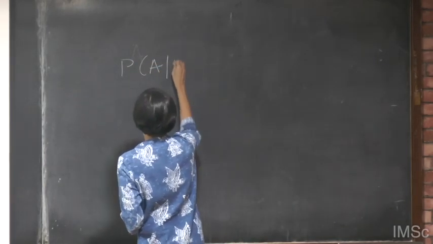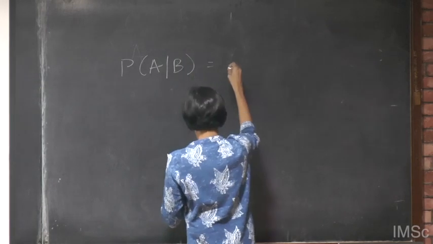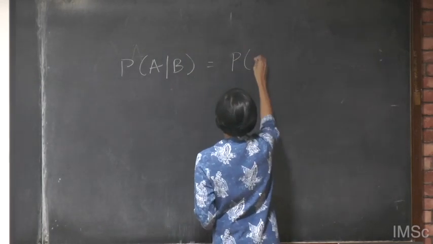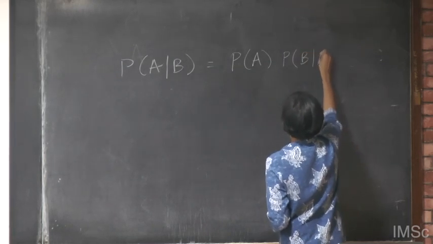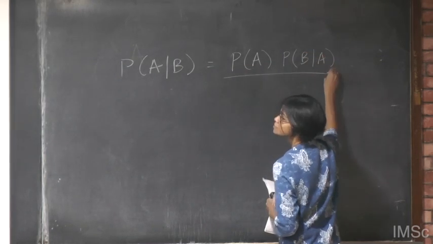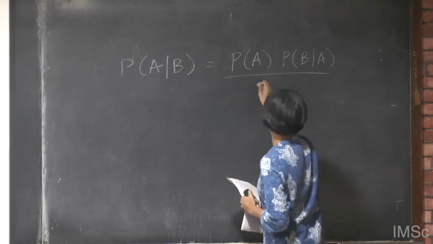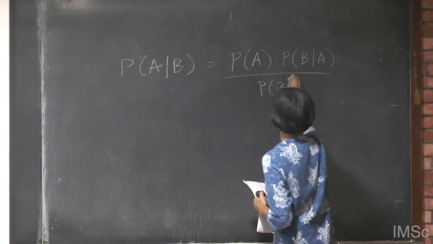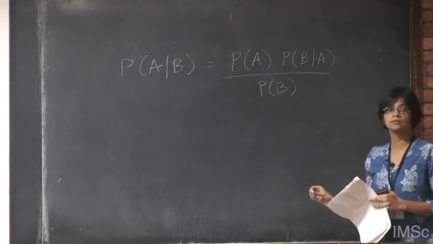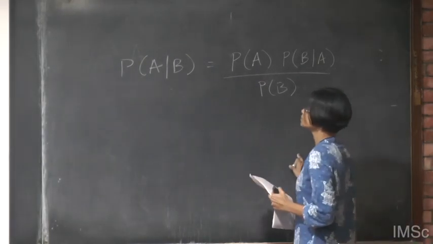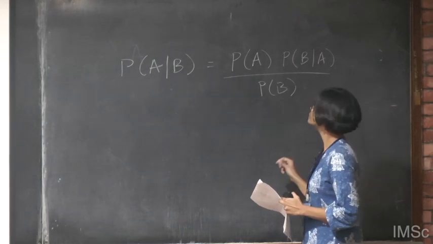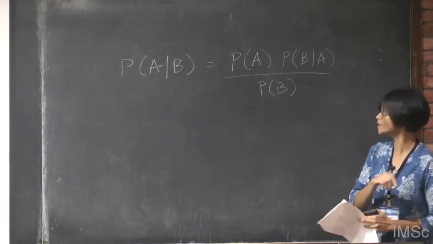So probability of A given B is the probability of A times the probability of B given A, divided by the probability of B. Why? Why does this happen? We can do it by first principles, right?